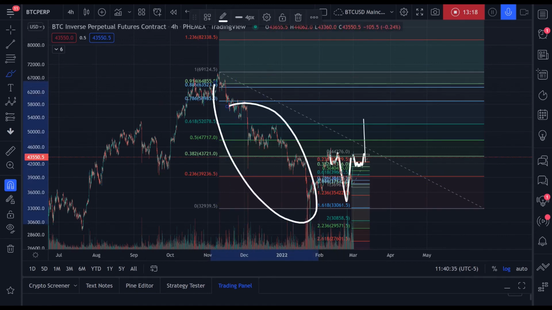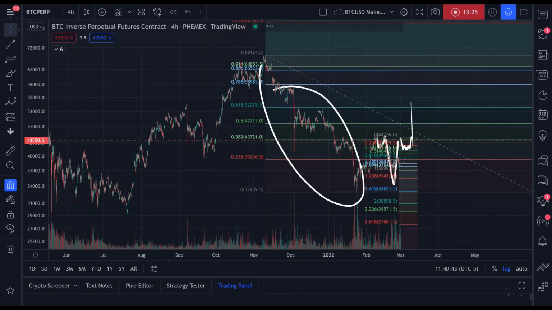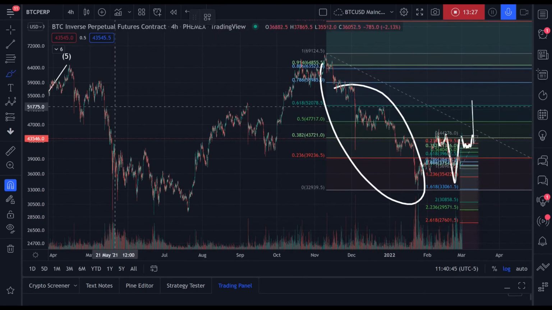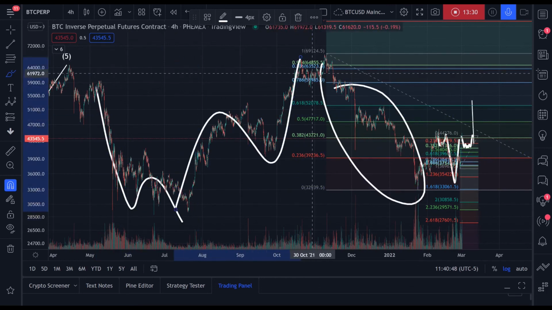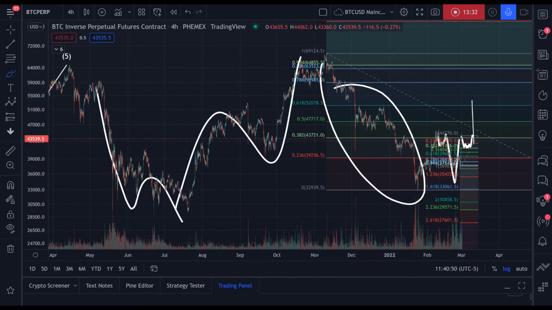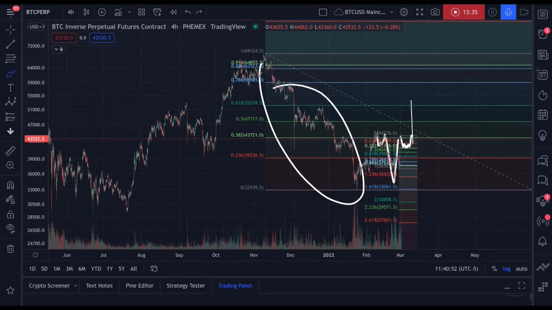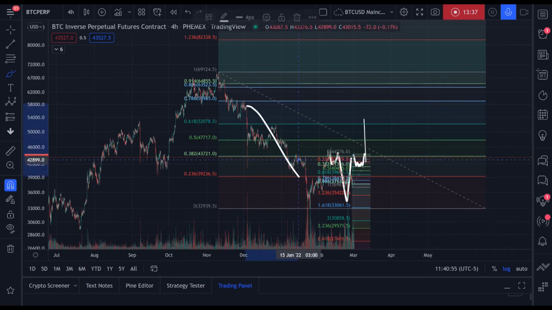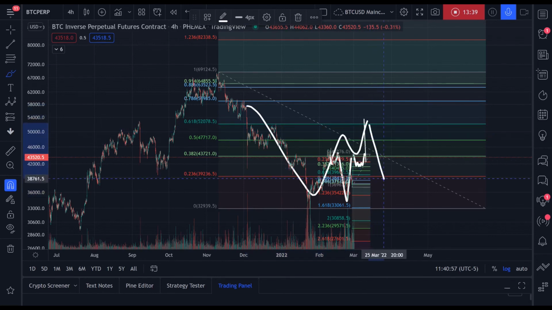It's an ending diagonal, but it's also a leading diagonal because it's both the end of this ABC structure right here, right? It's the end of this A, B, C structure and the beginning of what I think is a 1, 2, 3, 4, 5, whatever. A big move to the downside. So I hope that all makes sense. It's not too complicated, but that's my analysis. That's my large term analysis.